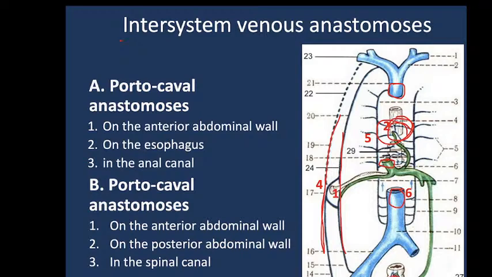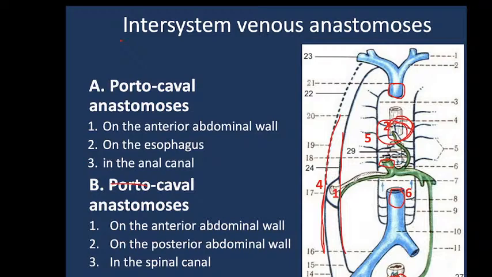And the third anastomosis is located on the rectal intestinal or the rectal. Here you see also porto-caval anastomosis. Sorry, not porta. This is a cava-caval anastomosis located on the anterior abdominal wall.